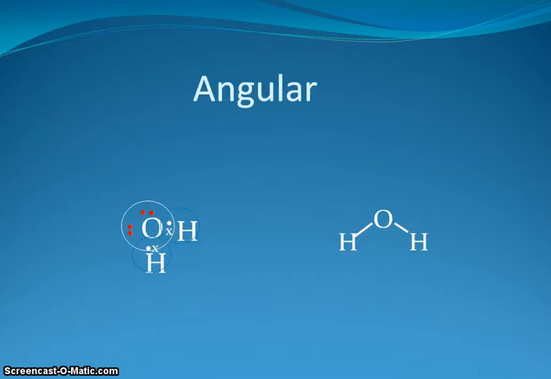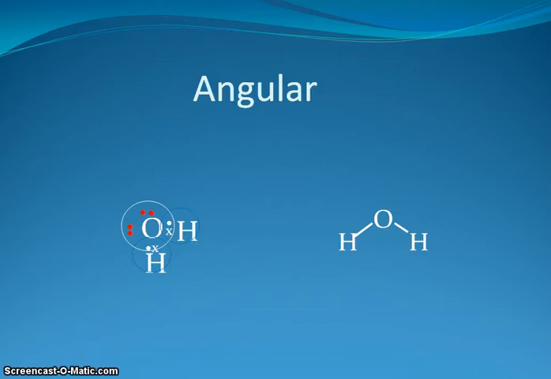The next shape is angular, and an example of angular is water. Water consists of oxygen, which is in group 6 and has 6 valence electrons, and hydrogen, which is in group 1. This means that oxygen needs 2 hydrogens to completely fill its outer shell. The H has 1 electron, which is represented by the little cross, either above it or next to it, while the O has the dots, showing the 6 electrons. We can see that there is 1 bond between each O and each H.